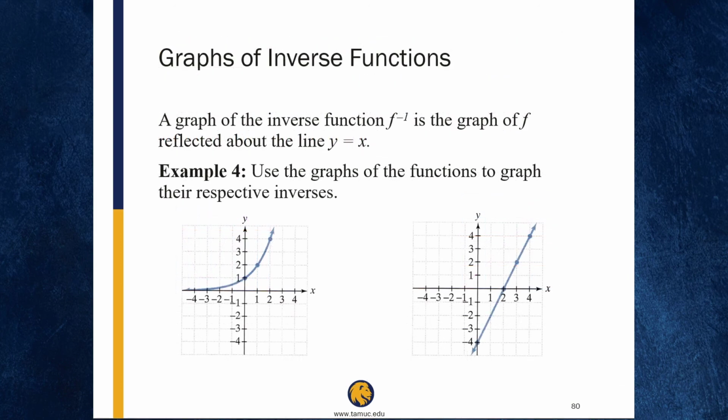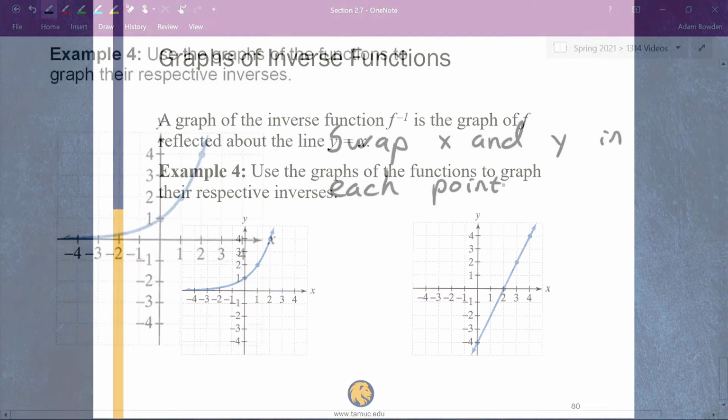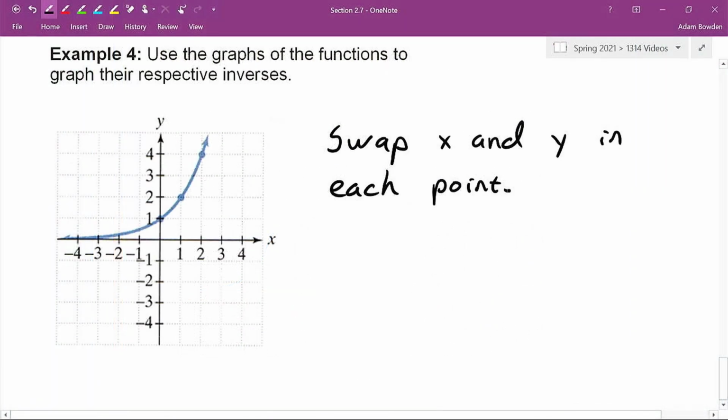Now graphs, once we know that a function has an inverse, it's one-to-one and passes the horizontal line test, we can take a graph of the inverse function. And the graph of the inverse function, f inverse, is the graph of f reflected about the line y equals x. And so we're going to look at a few examples here of graphing the inverse function. So here's how we can take the points, if we have a few on the graph, and find the graph of the inverse. We can actually swap the x and y in each point, and that would tell us the points of the inverse function.